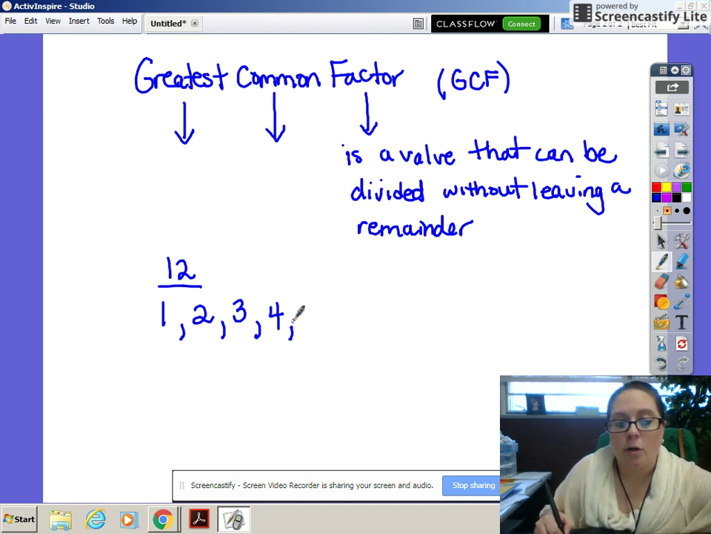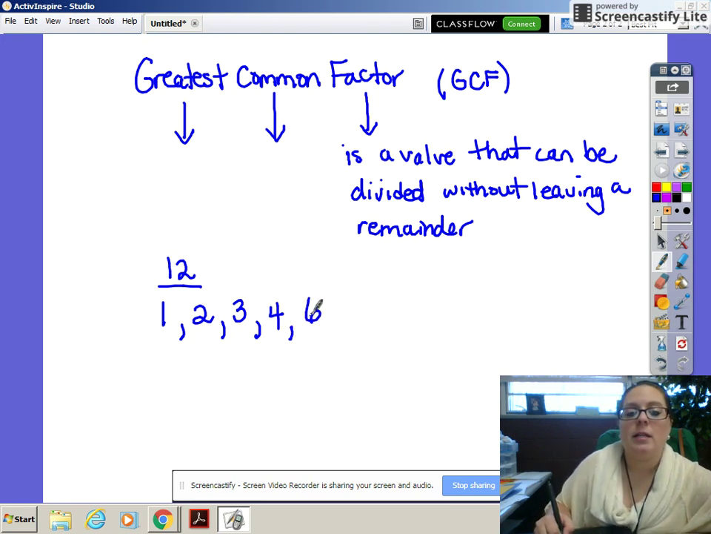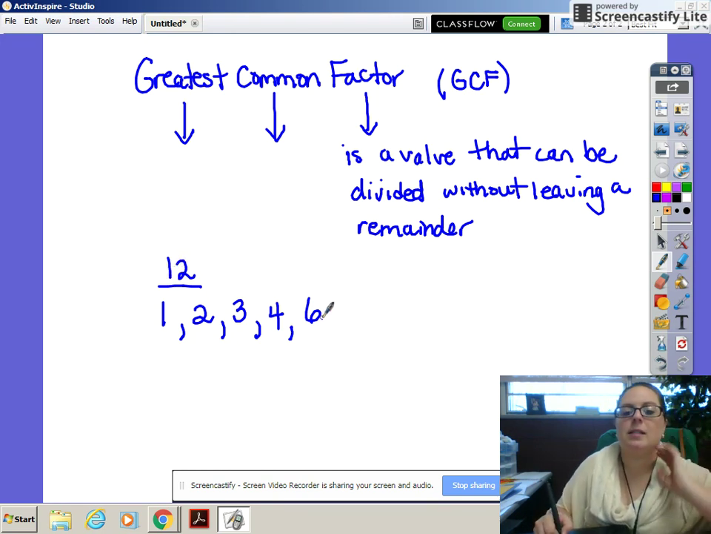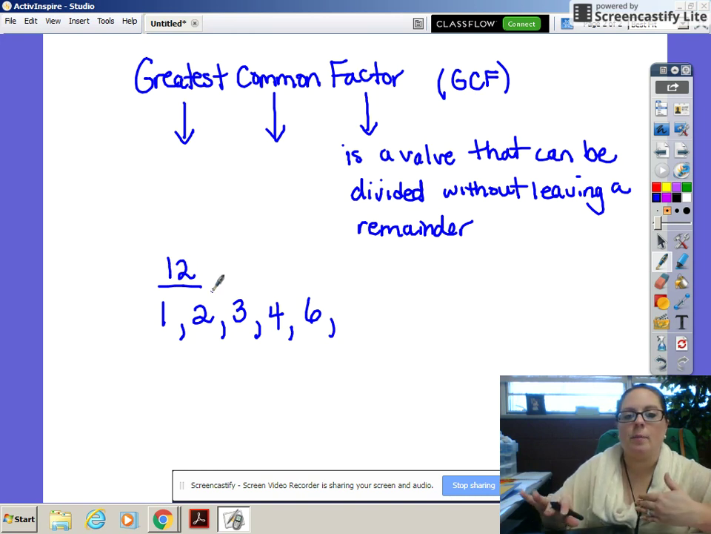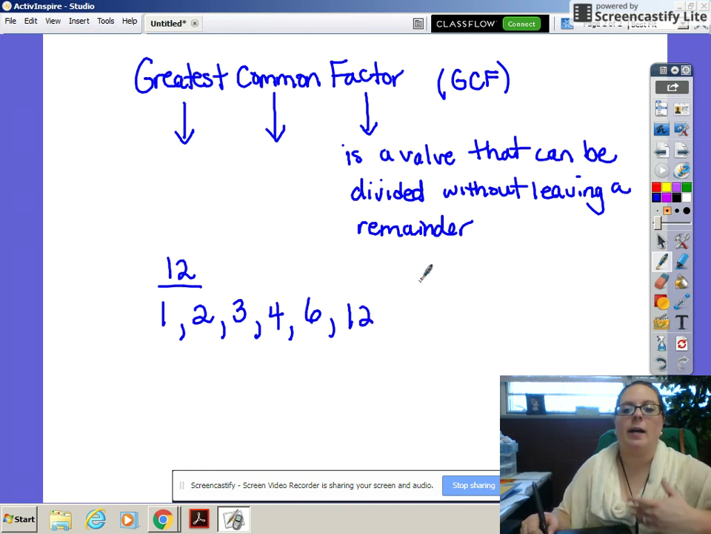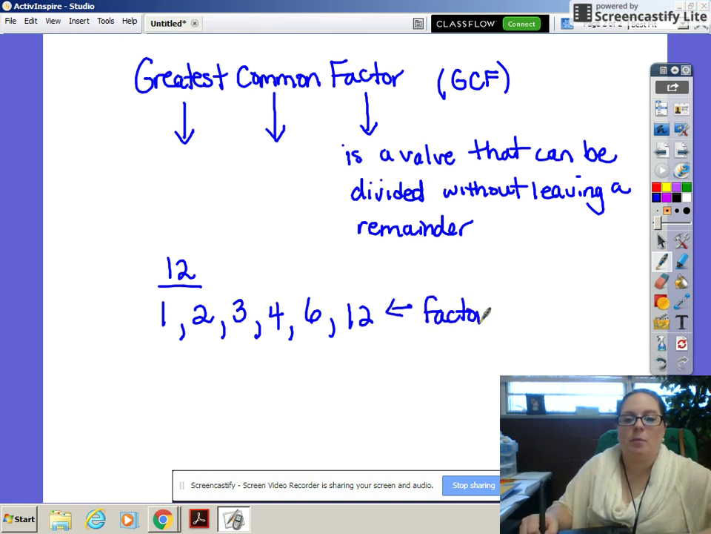The number 5 doesn't work. The number 6 will. When you divide 12 by 6, you get 2. 7 does not work. 12 divided by 7 doesn't give you a whole number, it gives you a decimal. 8, same thing. 9, same thing. The next one that we get is actually itself, 12. 12 divided by 12 will actually give me the number 1. So these are all considered factors of the number 12. Okay.